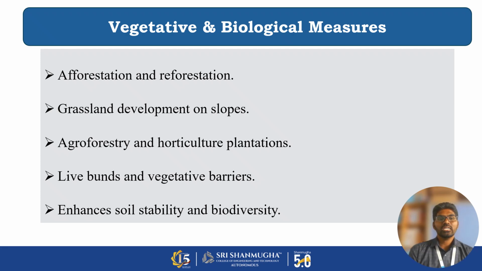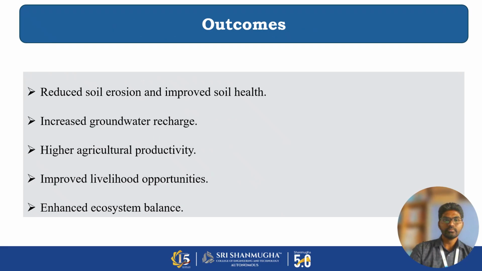Agroforestry is the combined cultivation of agricultural crops plus forestry. In horticultural plantation, dryland horticultural crops are cultivated. Live bunds and vegetative barriers: live bunds are cultivating crops on the bunds. This helps in enhancing soil stability and increasing biodiversity in the region.